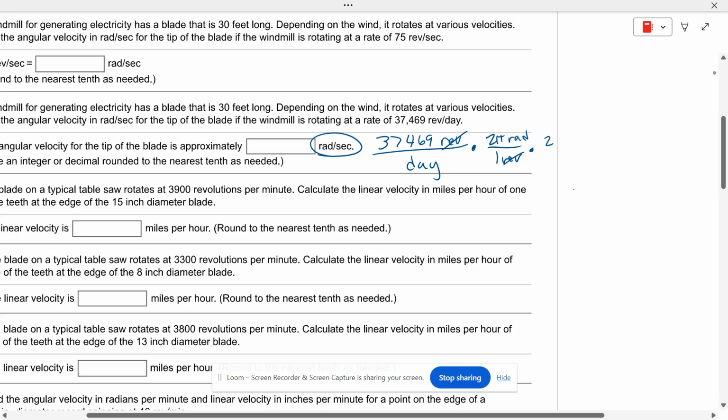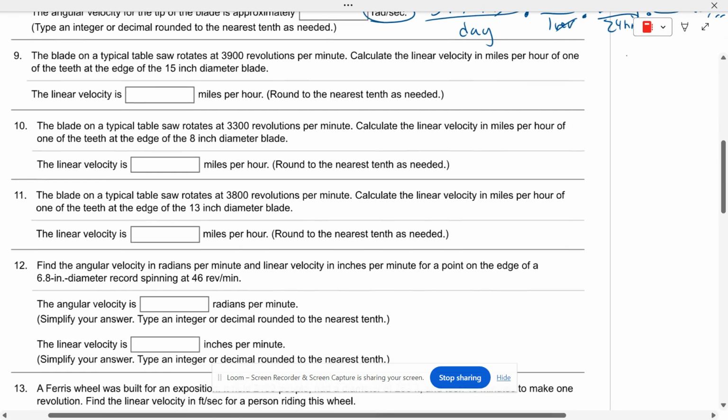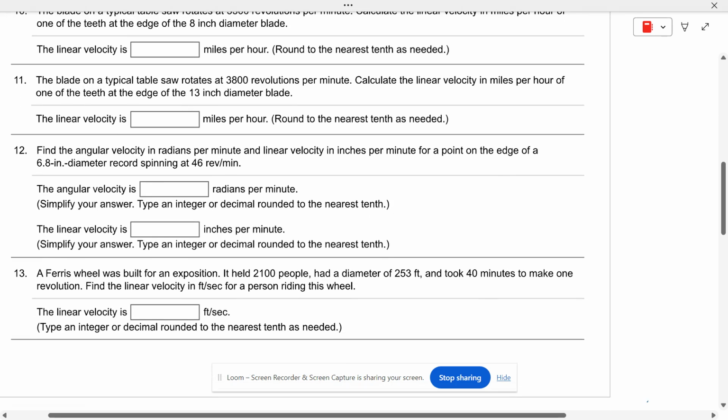So in one day, there's 24 hours. In 1 hour, there's 60 minutes. And in 1 minute, there's 60 seconds. So what you have to do is take 37,469 times 2 times pi, and then divide by 24, divide by 60, divide by 60 again. And then you'll get the nearest radians per second. We good with that? And you have some table saw problems. I think you can handle that.